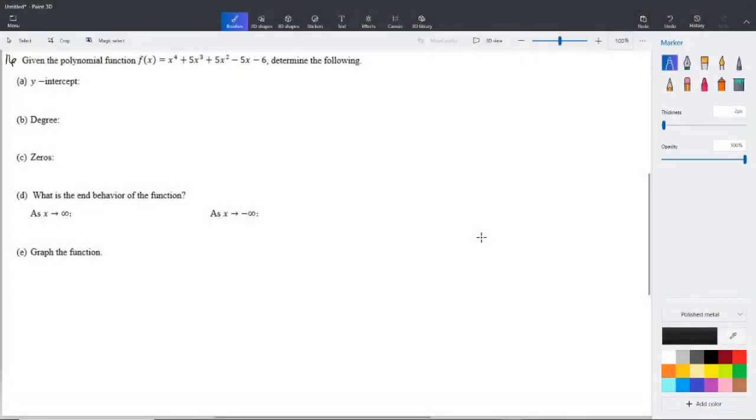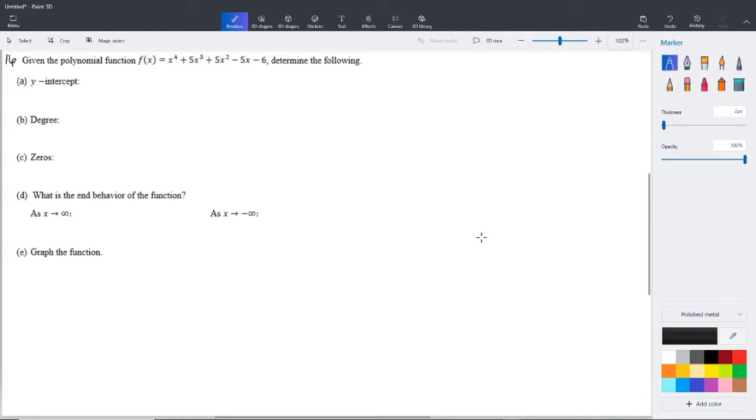Question 16 from the review packet here. Given the polynomial function f of x is equal to x to the fourth plus 5x cubed plus 5x squared minus 5x minus 6, determine the following. All right, now this looks like it's got a lot of effort into it, but really it isn't, because some of these things we can do pretty quickly.